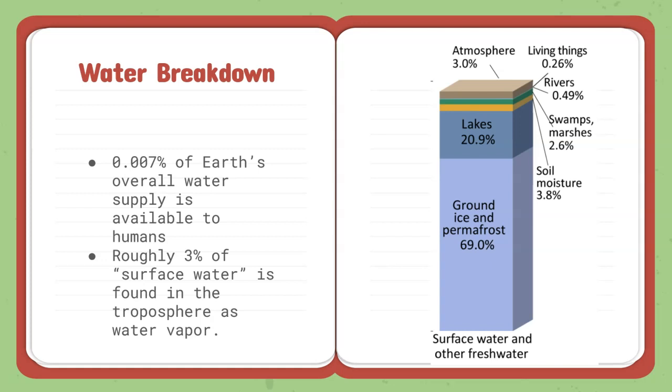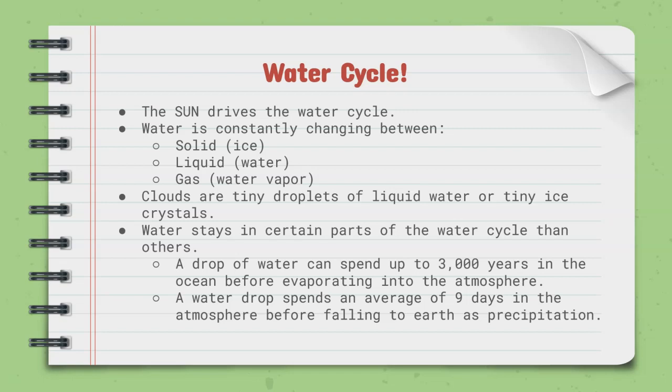Roughly 3% of surface water is actually found in the troposphere as water vapor, and this is what we are really going to be focusing on with the water cycle. So that actually carries us into our next slide, which is the water cycle.